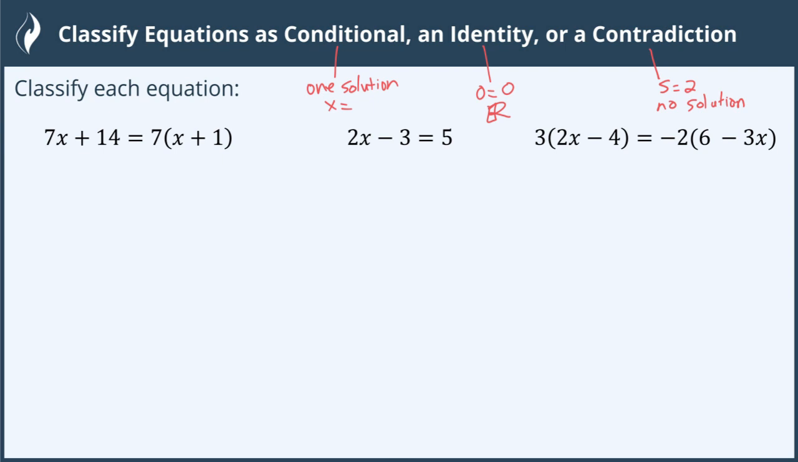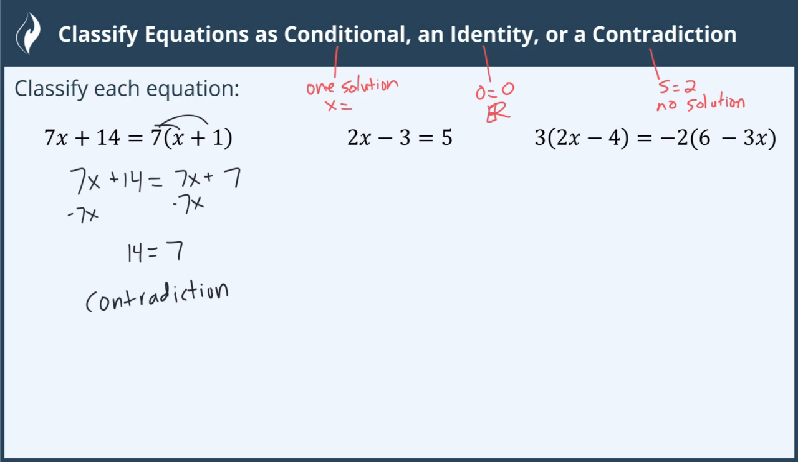So if we go through and solve on this first one, the left side, we have 7x plus 14. We can't simplify that any further. But on the right side, we can distribute the 7. So we have 7x plus 7. And then when I subtract 7x on both sides, they both will be 0. So I end up with 14 equals 7, which is not a true statement. So this one would be a contradiction, which means there's no solution. So that means whatever number you plug in for x, it's never going to work.